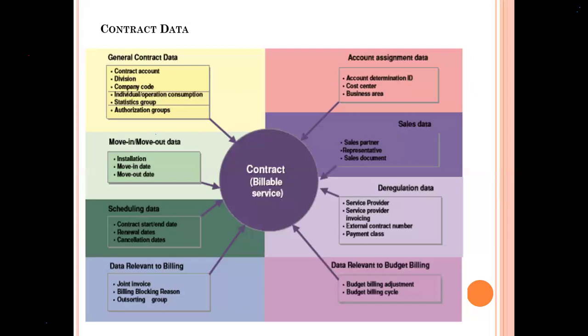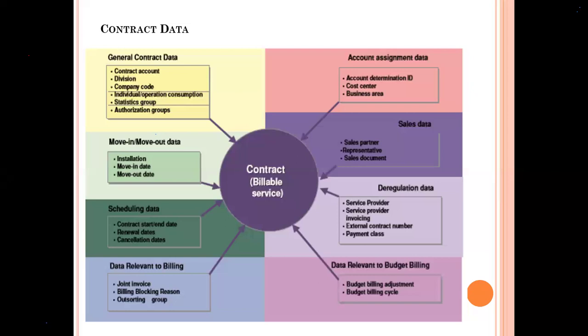Schedule data is for any kind of budget billing, so when it should start and when it should end. But most of this scheduling will happen through MRU. Then whether it will be joint invoicing, and whether we should stop billing, block controls are there. Outsorting groups are also there at the contract level. So these are the general data for the contract.